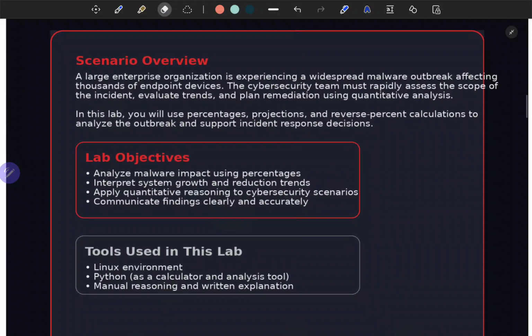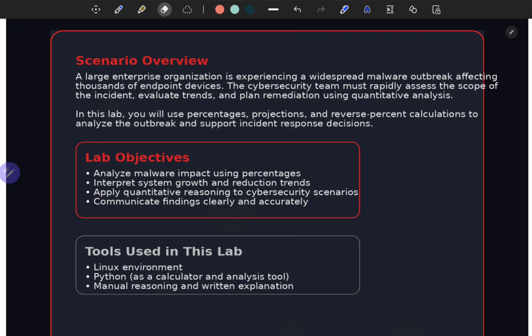This one has a scenario. We're dealing with a large enterprise organization experiencing a widespread malware outbreak affecting thousands of endpoint devices. The cybersecurity team must rapidly assess the scope of the incident, evaluate trends, and plan remediation using quantitative analysis. In this lab, you'll use percentages, projections, and reverse percent calculations to analyze the outbreak and support incident response decisions.